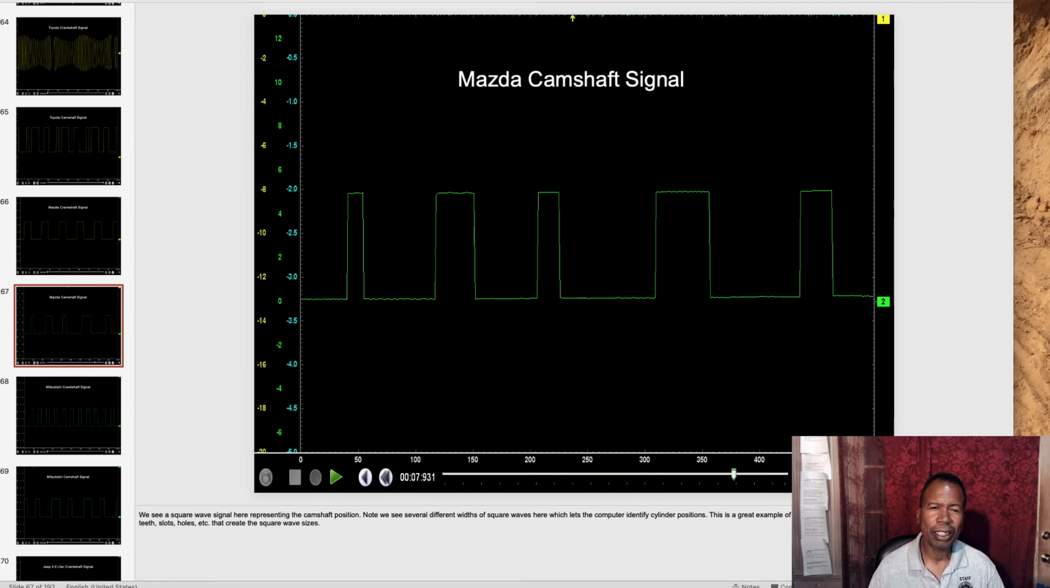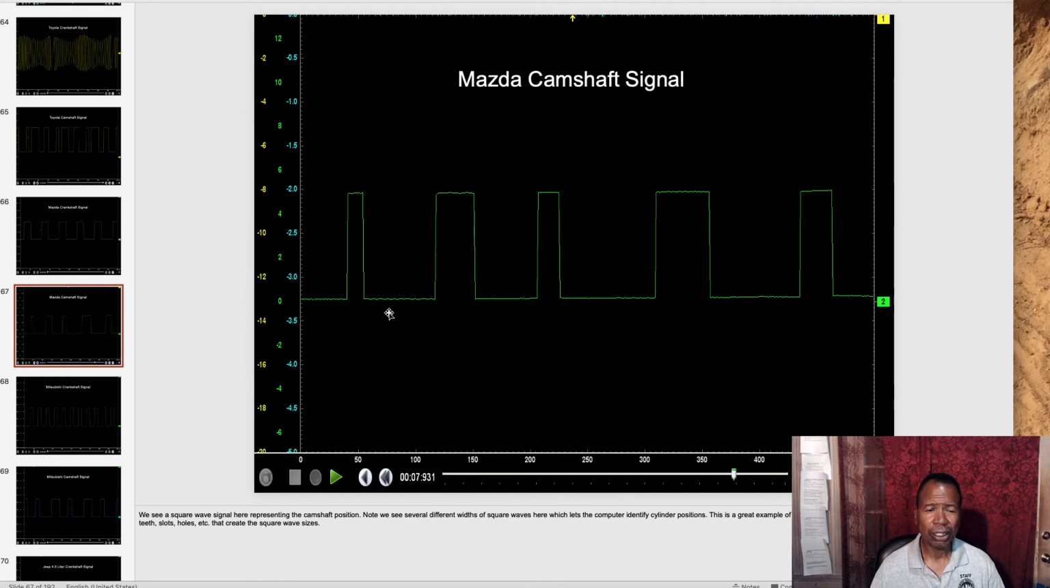Here's a Mazda camshaft signal, a known good waveform also. You can see here we have 3 different square waves of different sizes, which is normal, and they use this for engine position. It's almost like a 3x signal on GMs again. Keep in mind, I'm going from 0 up to about 5 volts. These 3 different sizes are created by shutter blades, holes, slots, etc. That's why there are 3 different sizes, and the PCM or ICM is using this for engine position.